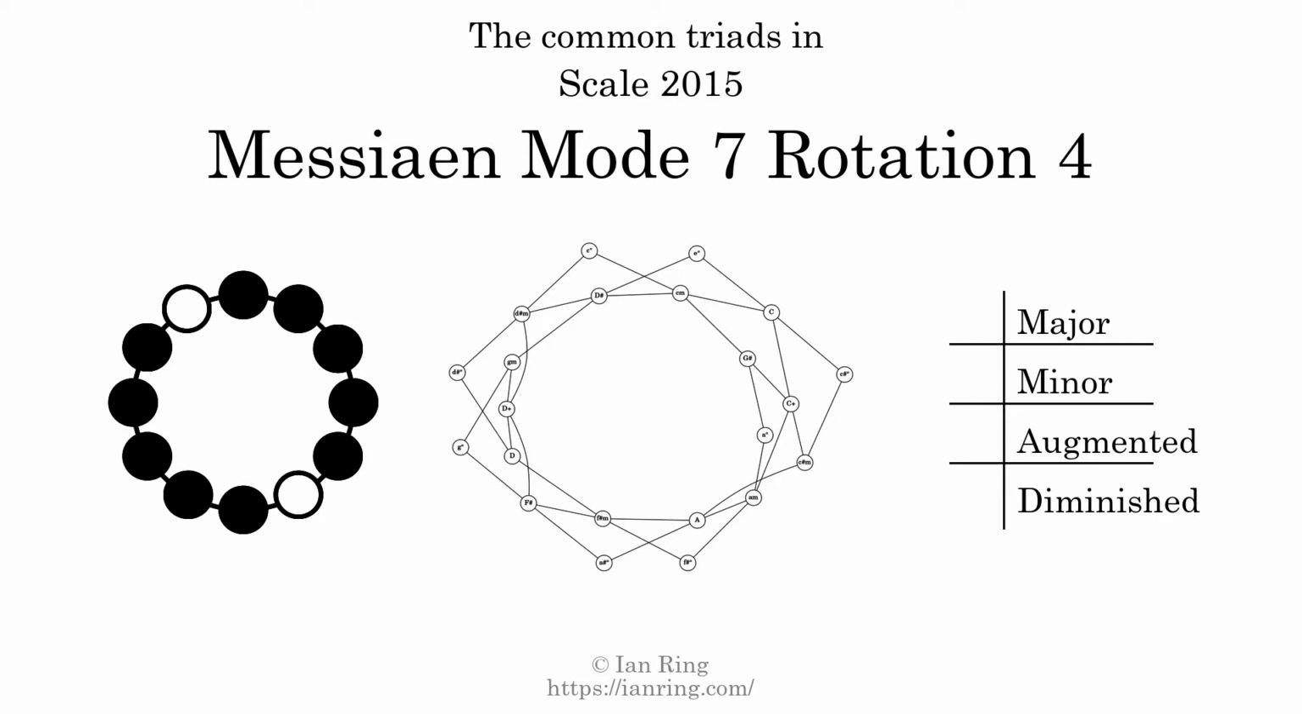The diagram in the center is a graph of parsimonious voice leading between triads. There are 6 major triads. There are 6 minor triads. There are 2 augmented triads. There are 8 diminished triads.